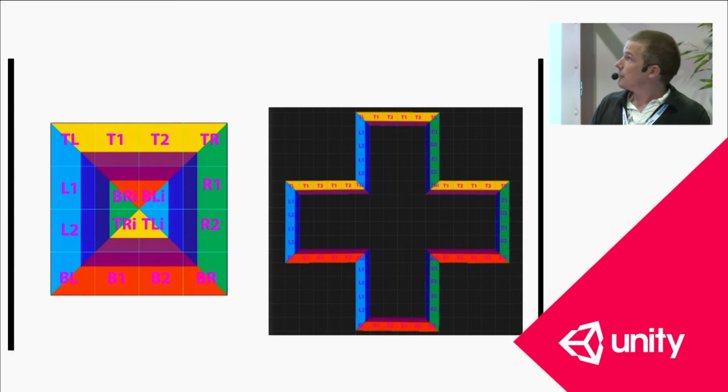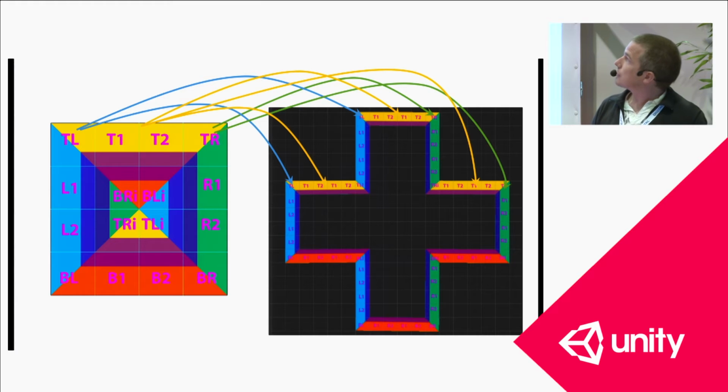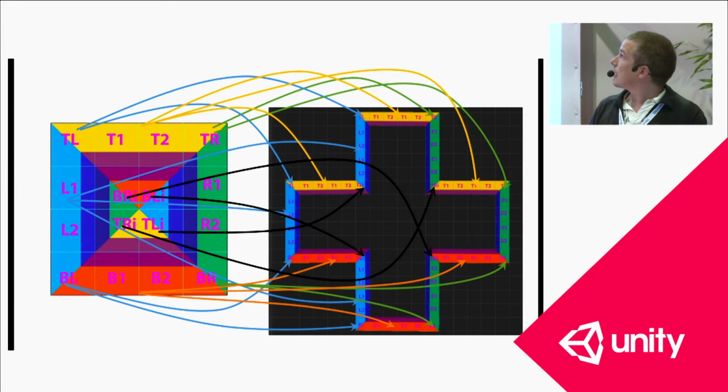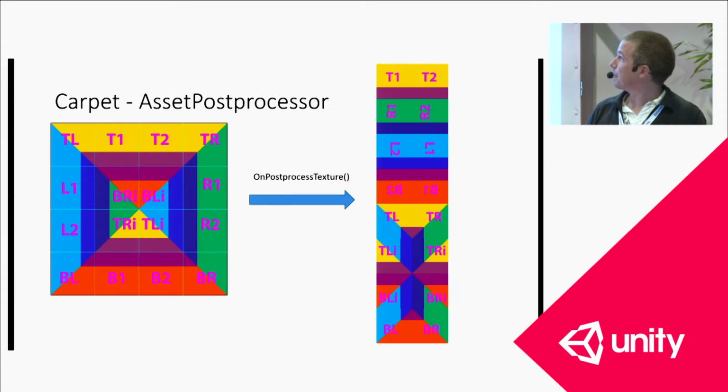And then again, UV mapping, very simple. You get your top corners, top border, left border, bottom corners, bottom border, inside corners, and the right side border. And same thing as for the ribbons.